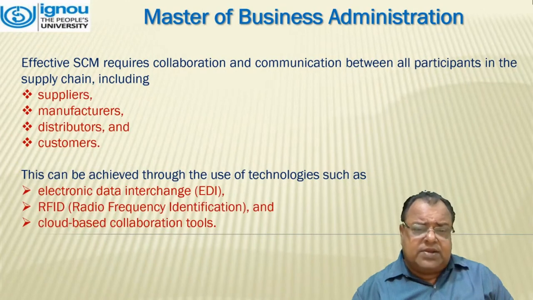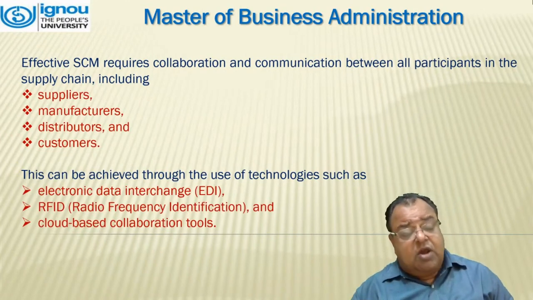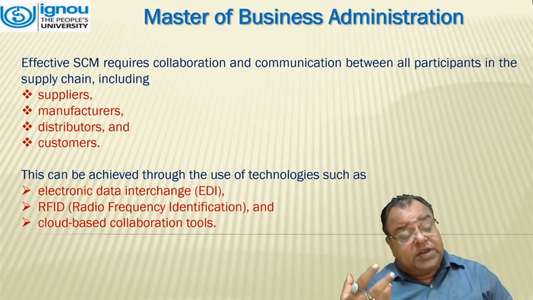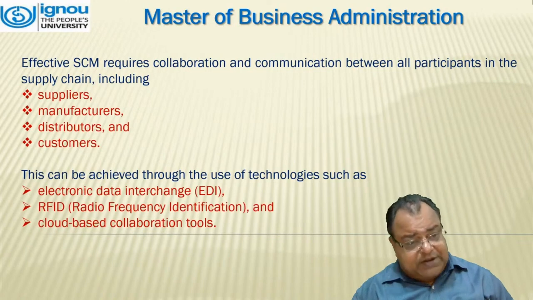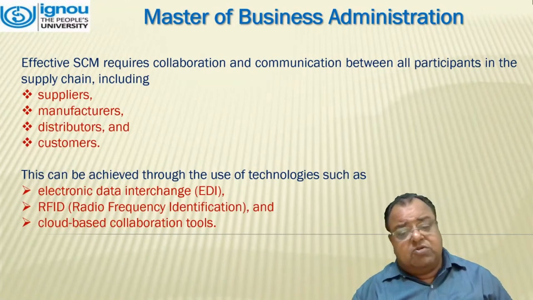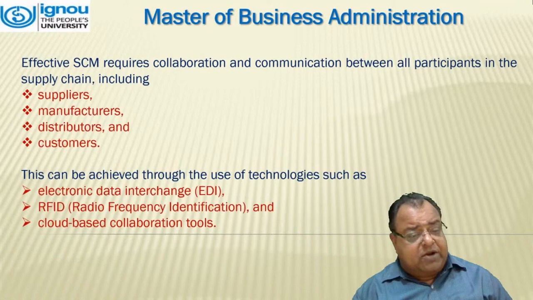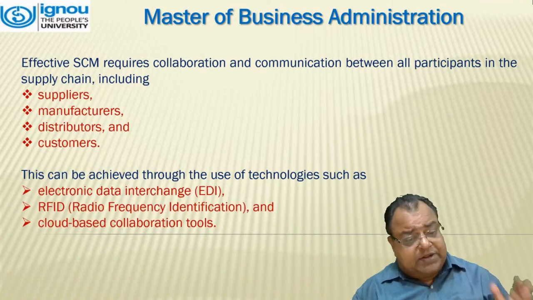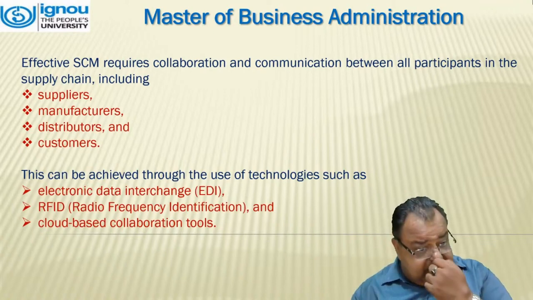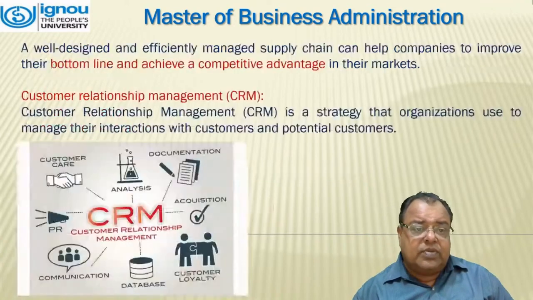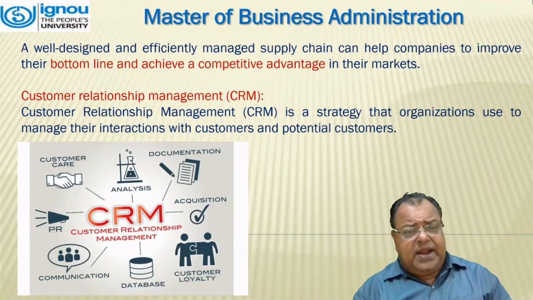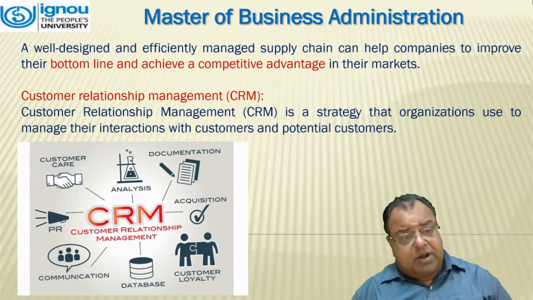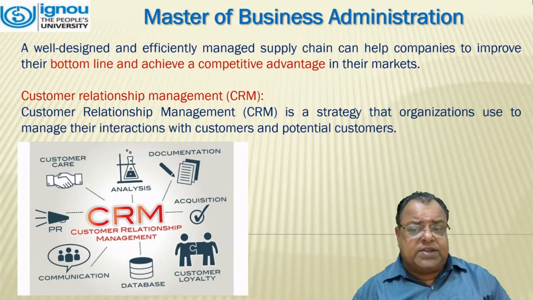Effective SCM requires collaboration and communication between all participants in the supply chain, including suppliers, manufacturers, distributors, and customers. And this can be achieved through the use of technology such as electronic data interchange, or EDI, RFID, that is radio frequency identification, and cloud-based collaboration. A well-designed and efficiently managed supply chain can help companies to improve their bottom line and achieve a competitive advantage in their markets.